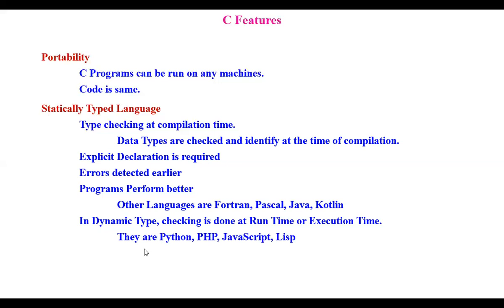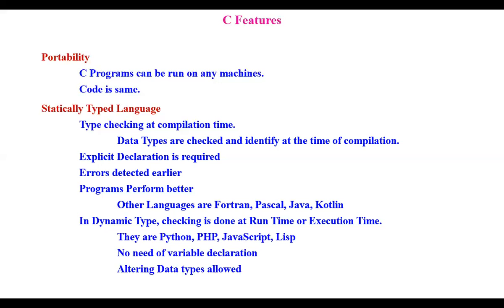Coming to dynamic typed, there are different languages. They are Python, PHP, JavaScript, Lisp. All these come under dynamic type. There is no need for variable declaration. In this type of programming language, the declaration of the variables is not there. Suppose I want to say A is a variable, you can use A as a number or a letter or something like that. That sort of facility is there with dynamic typing.